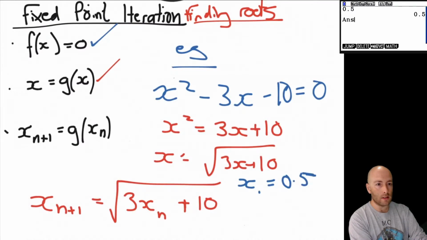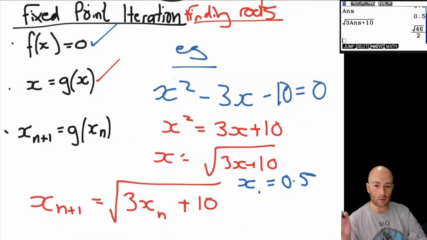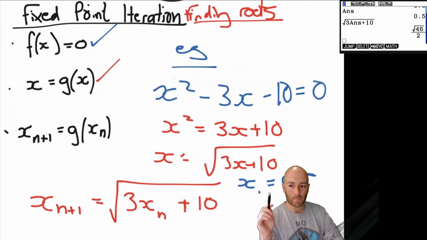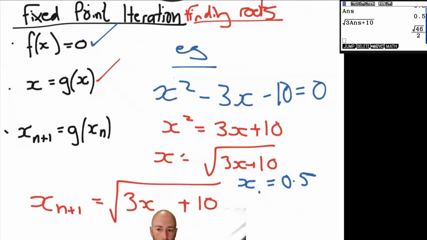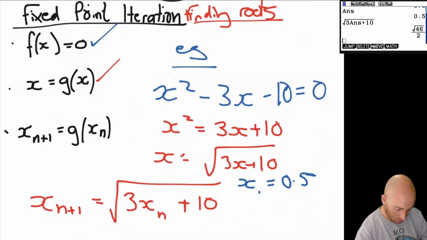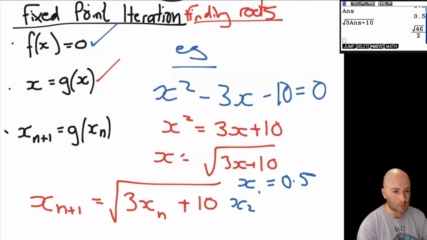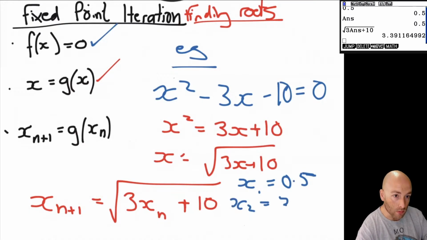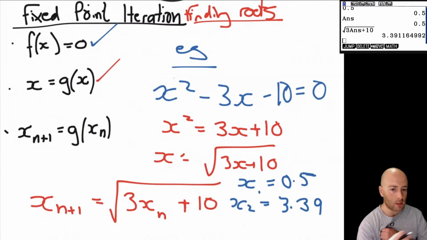So if I do shift answer, we can check my answer is 0.5. So I'm going to use answer kind of like as x. Right, so if I type in square root of 3 lots of the answer plus 10, I can hit equals, and that will find me my second x value, if you like. So I've put 0.5 in here, times it by 3 plus 10, and then square rooted it, and that's going to give me my next value x2. So I'm going to write that down as x2, and we can push the SD button to get it as a decimal. So the next value is 3.39. I'll skip all the gunk on the end.